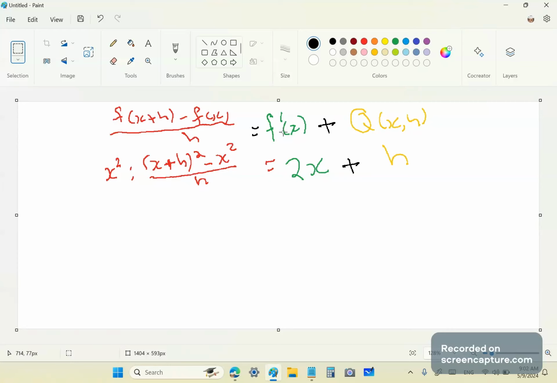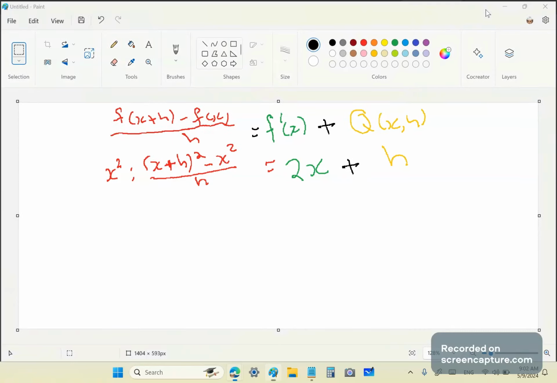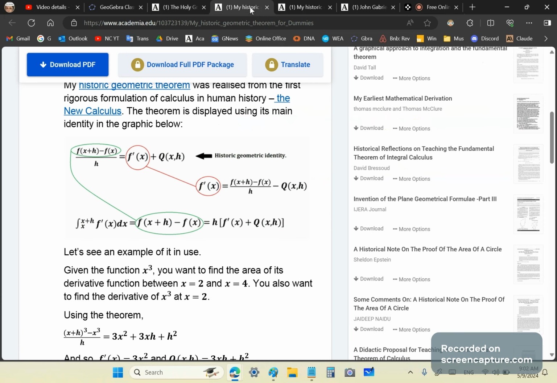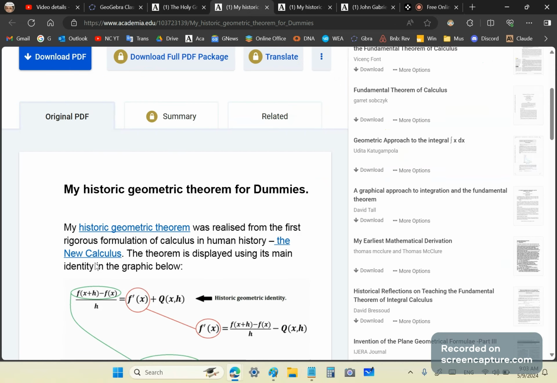So how do we know that f prime of x is 2x and the slope difference is h? Well, we know from my theorem. If we go to my historic geometric theorem, this is the one you should look at first, and it explains and gives you a proof of how you can know which terms belong to the derivative and which to the quotient. There's also another article called the Theorem for Dummies, and it briefly shows you how you can get both your derivative and your definite integral.